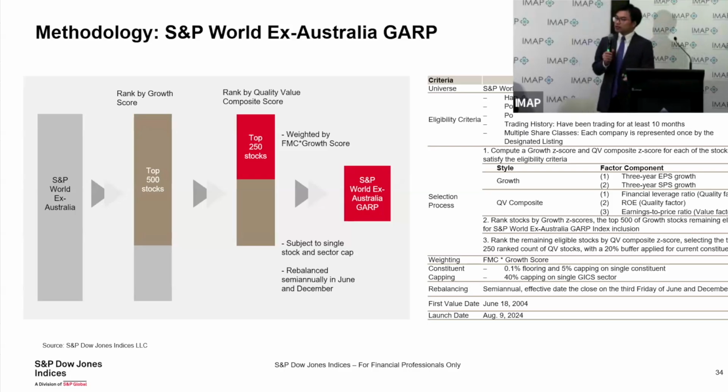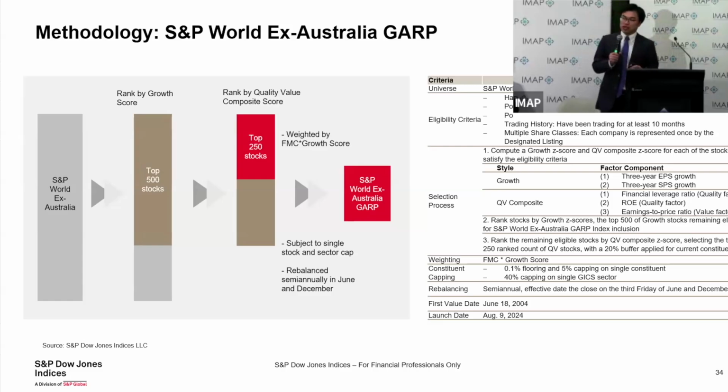And then within the broad market, you start with a growth screen. Growth we define as 3-year EPS and 3-year SPS, sales per share, growth. And you use those two metrics to form a composite growth score. You select the top 500 stocks in terms of the growth score. That's your first screen. So now you're left with the 500-stock growth universe.